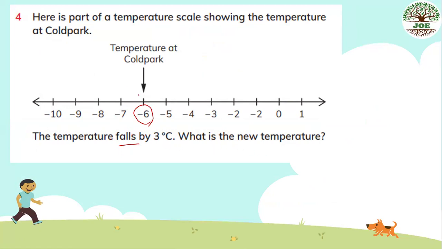Falls, we have to go to the left. 3 degrees Celsius, 1, 2, 3. It is negative 9 degrees Celsius. The answer is negative 9 degrees Celsius. Another way we can do it is recent temperature negative 6 degrees Celsius minus 3 degrees Celsius. It is negative 9 degrees Celsius.